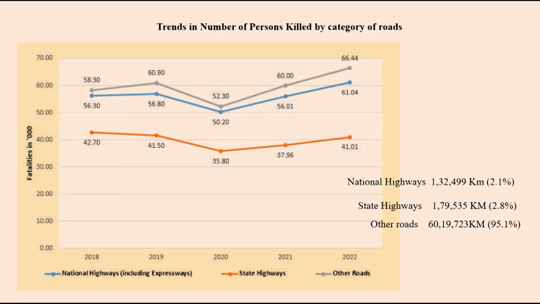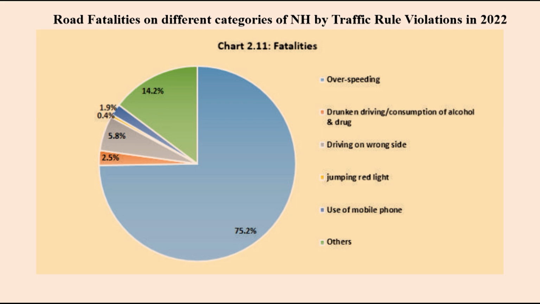The reason is that they carry most of the traffic, 70 to 80% of traffic is carried by national highways, and they have high speed corridors, which is why fatality rates are much higher. So, regarding the regions we were discussing in the morning, what could be the reason for fatality?